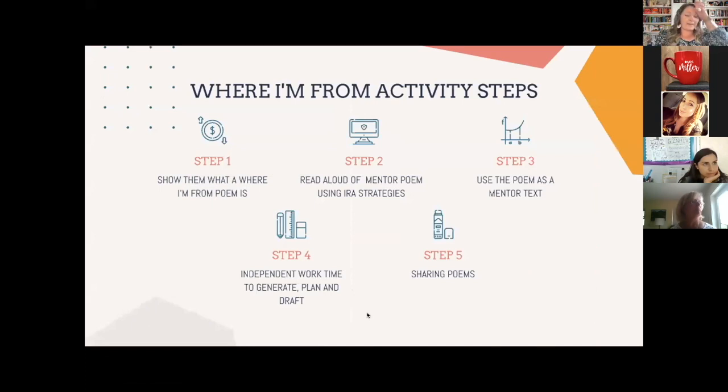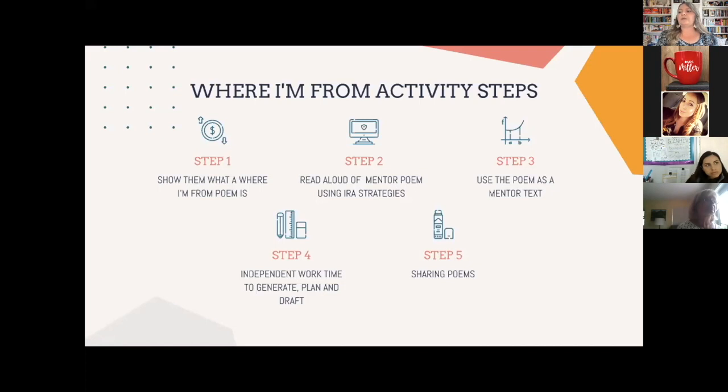Okay, so what are the steps for this activity? Step one, show them what a Where I'm From poem is. First they have to understand what this kind of poem is. Second, you're going to read aloud a mentor poem using interactive read aloud strategies. This would be your read aloud time, kill two birds with one stone, and you're going to read aloud so that they can really understand the meaning of the poem. Again, this won't all happen in one day.